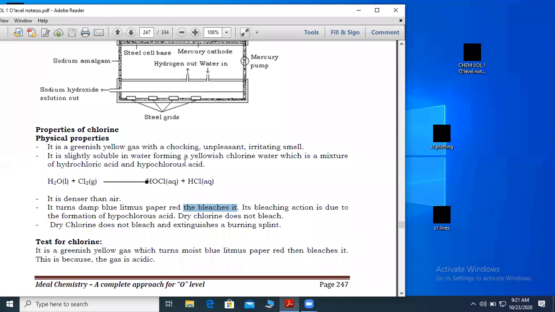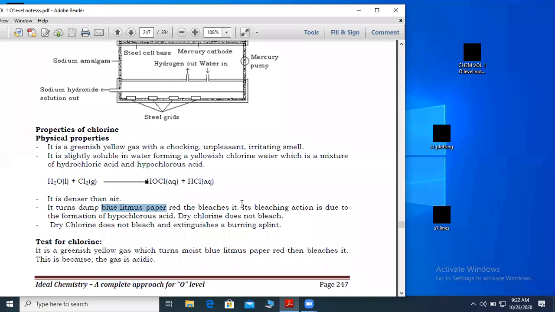Yes. So almost white. So bleaching is the losing of color. So this red litmus paper, after turning from blue, it will now change to white, to lose its color from red to what? To white. What is causing it to lose the color from red to white? It's the hypochlorous acid. So a solution of chlorine contains hydrochloric acid, which turns the blue litmus paper red, and hypochlorous acid, which bleaches the red litmus paper.